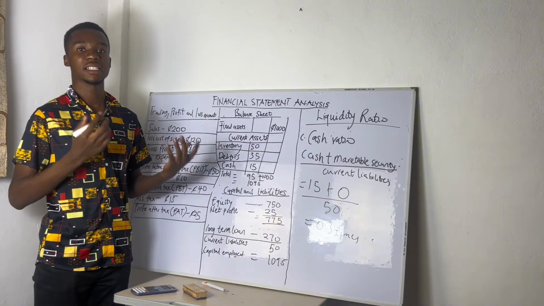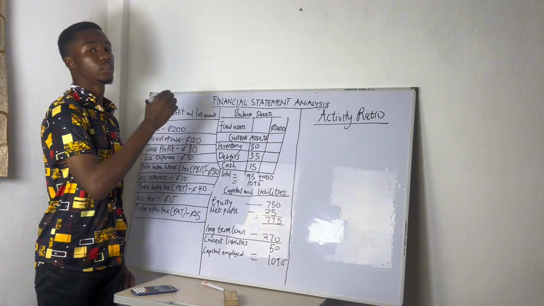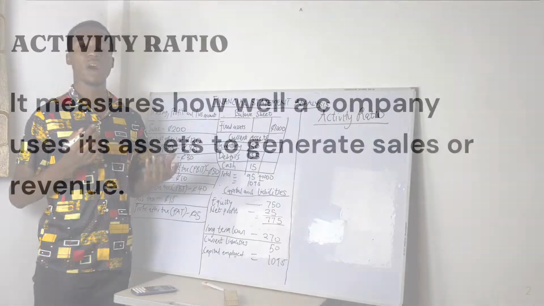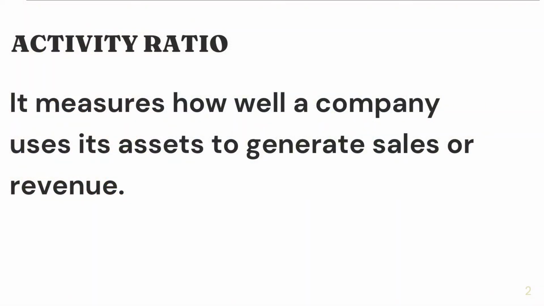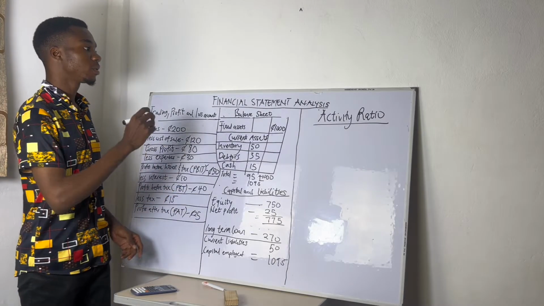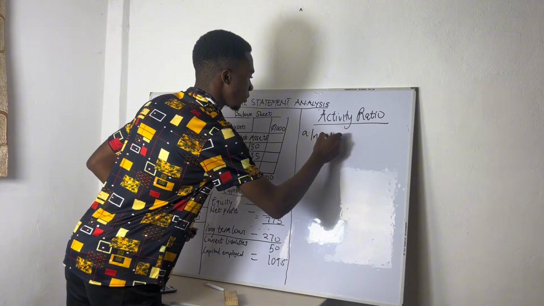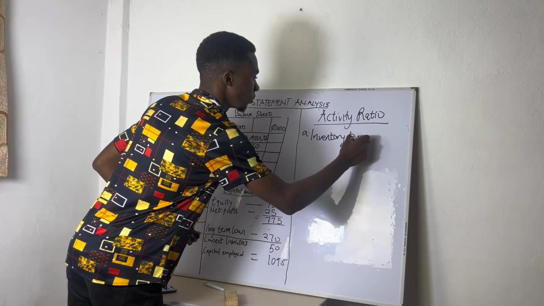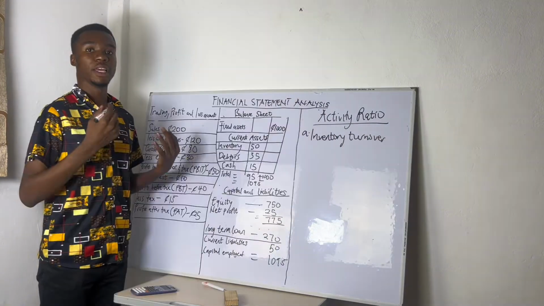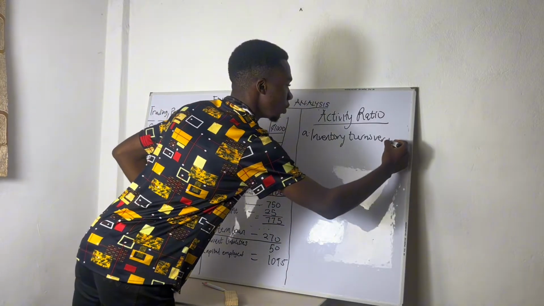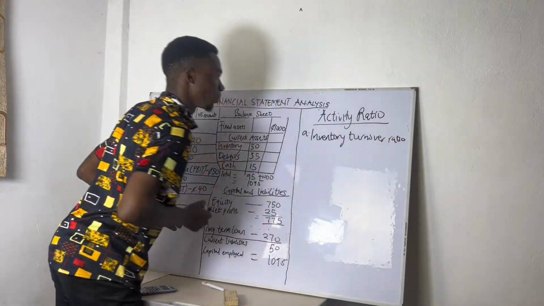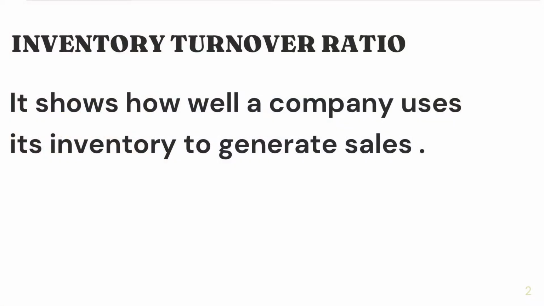And we are going to move on to the activity ratio. An activity ratio measures how well the company is able to use its assets to generate sales. The first one I'm going to look at is called the inventory turnover ratio. This one measures how well the company is able to use its inventory to generate sales.